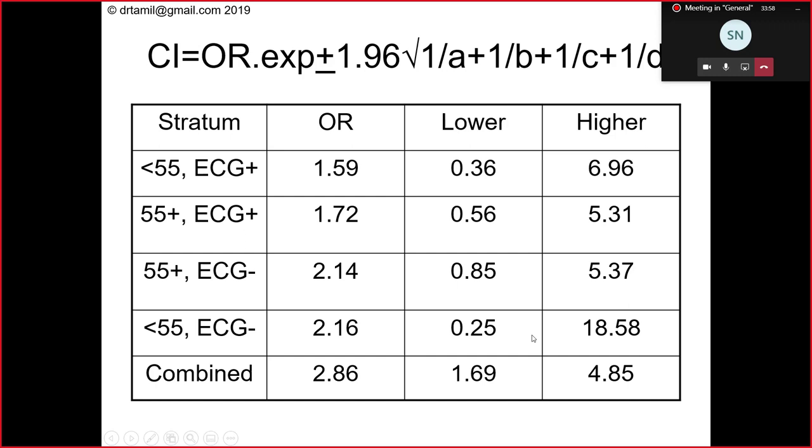Okay. So if you look at the confidence interval, how to calculate? Now you can see the weird thing. For each one of the strata, they are not significant. Doctor, why do you say it is not significant? Because the odds ratio crosses the value of 1. So they are not significant. The combined one is significant. Why? Because it does not cross the value of 1.